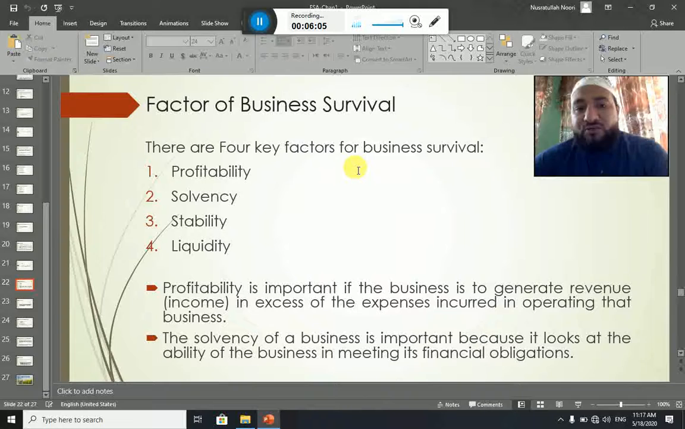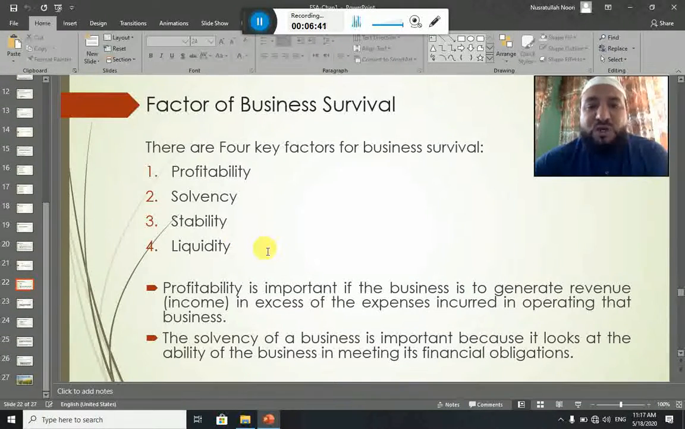There are four key factors of business survival. What does it mean? It means with the help of finding out these four factors in a business, we can then decide whether this business is going to survive or not. These four are the indicators of business survival, right? These four things will indicate whether a business is going to survive or not.